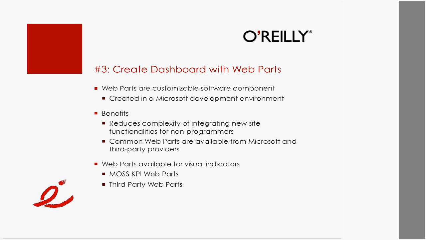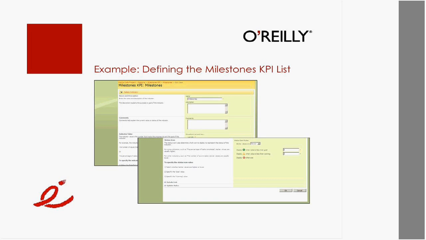So let me carry on with my example of how I did it. Based on the milestone list I had, I'm going to take advantage of MOSS KPI web parts. KPI stands for Key Performance Indicators. These web parts are available out of the box with the Record Center site template in MOSS.